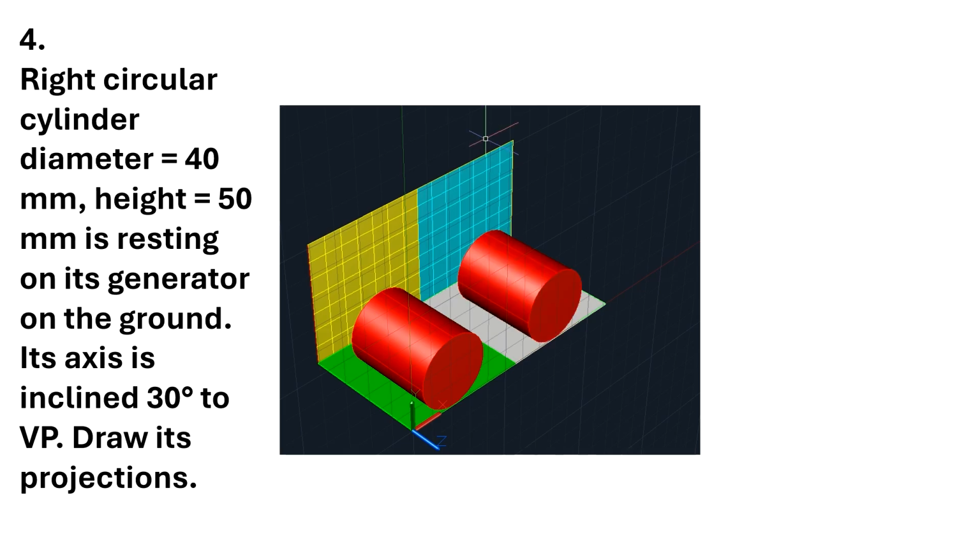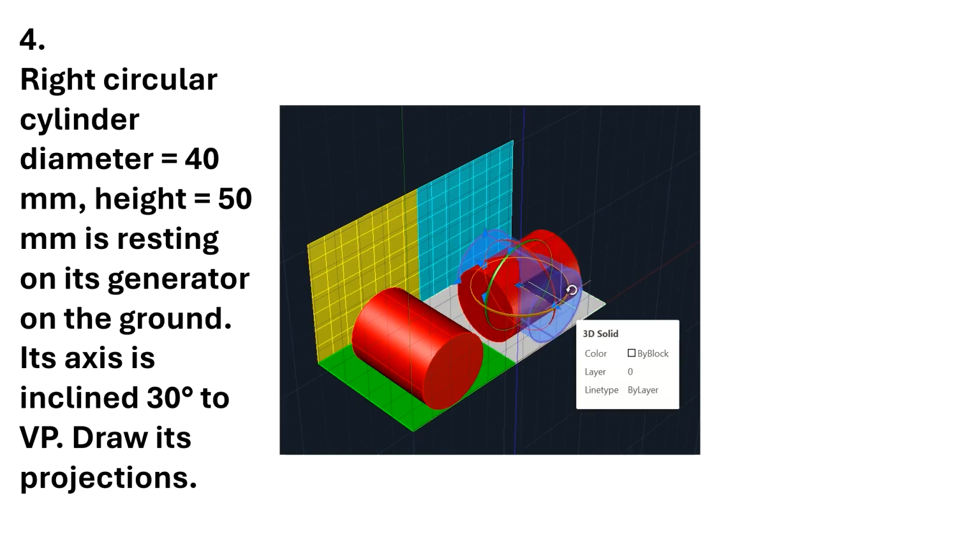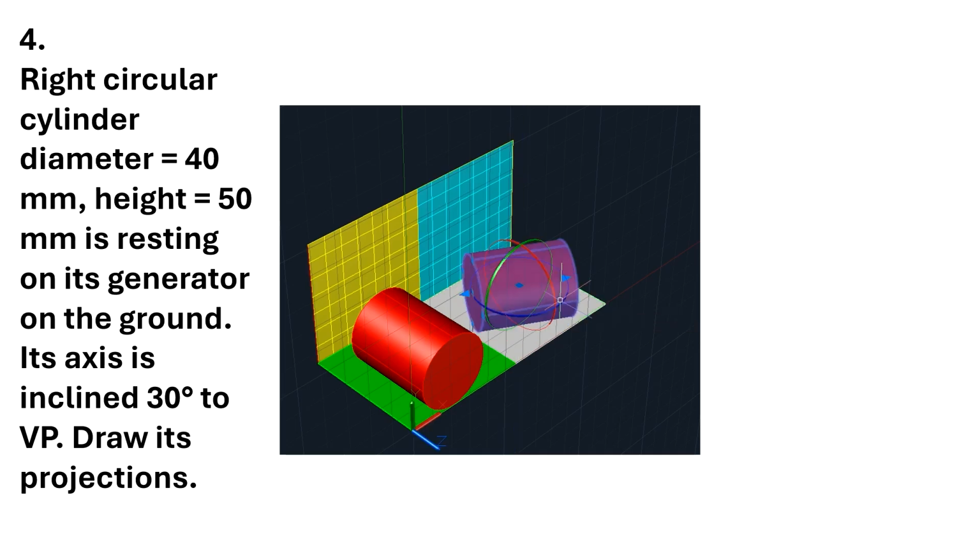So now I need to take one more solid and I need to rotate it in such a way that the axis of the cylinder is making 30 degrees to the vertical plane. So now I need to rotate this. I need to rotate this in such a way that it will make 30 degrees to the vertical plane. The axis is making 30 degrees to the vertical plane.